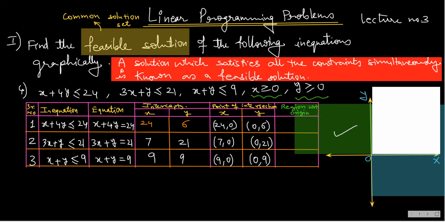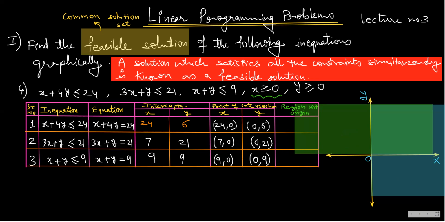In the second quadrant, this is satisfied, but this is not satisfied. So you can't go in the second quadrant, because you have to select those set of points which are satisfying both the constraints simultaneously. In the fourth quadrant, you have x greater than 0, but this is not satisfied, so you can't go in the fourth quadrant. So where should you be going? You should be going only in the first quadrant.